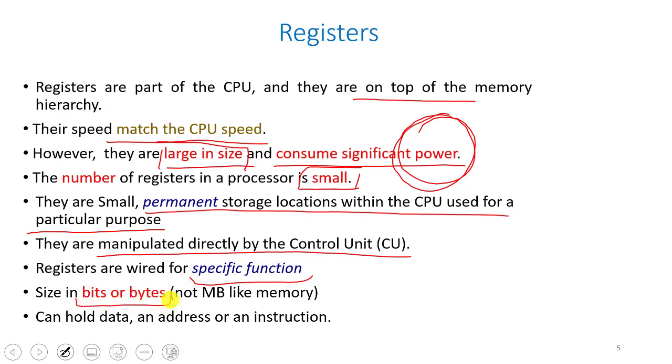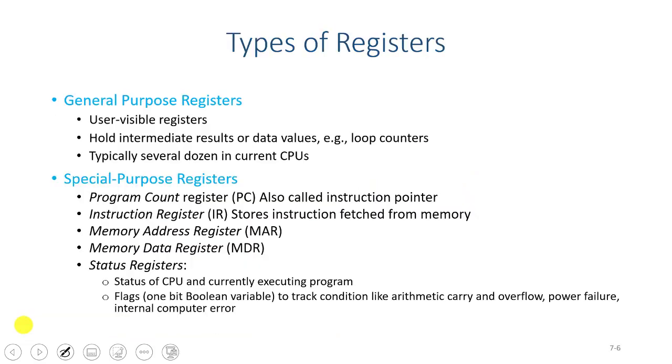Size, bits, or bytes. Mainly, if your CPU is running a 32-bit operating system, then your registers will be 32 bits. If you are running 64, it will be 64 bits. Later on, when we talk about microprocessors and microcontrollers, we are going to talk about registers of different sizes: 8-bit, 16-bit, 32-bit, and 64-bit registers and how to manipulate the data in them. So they can hold data, an address or an instruction, meaning any data that is needed inside the CPU will be stored inside the registers.